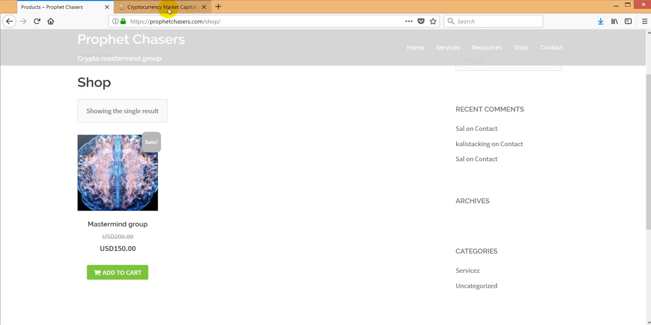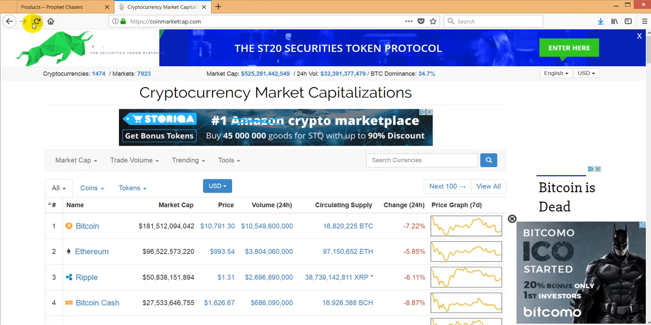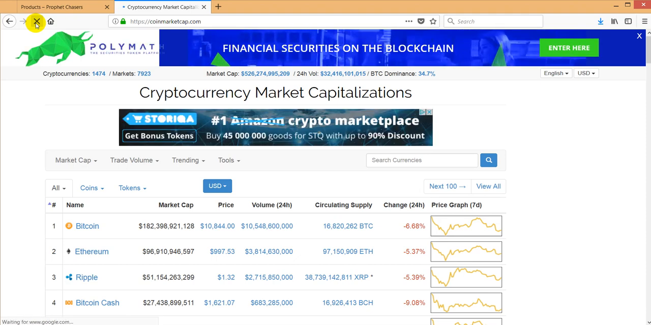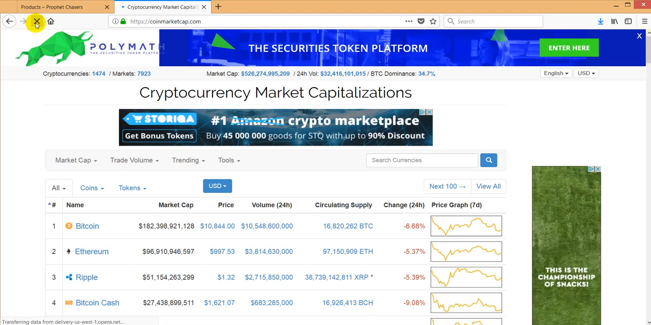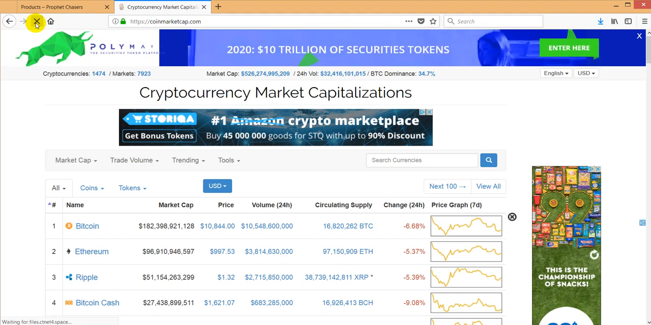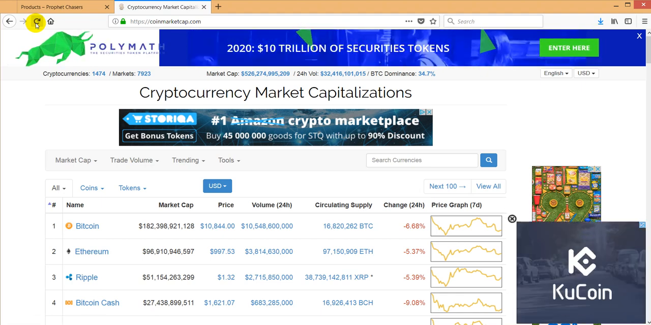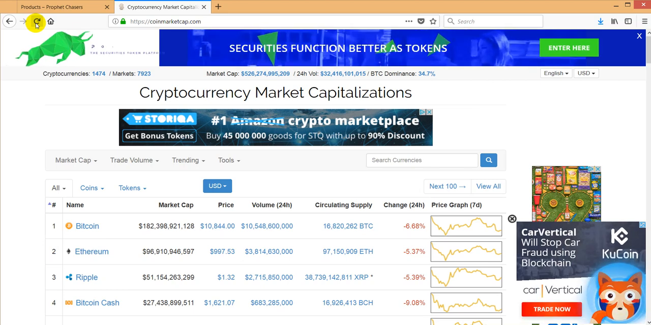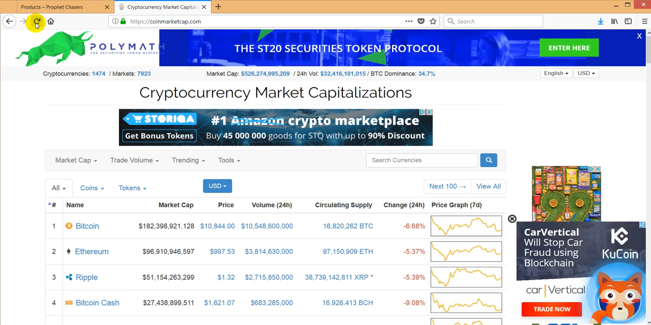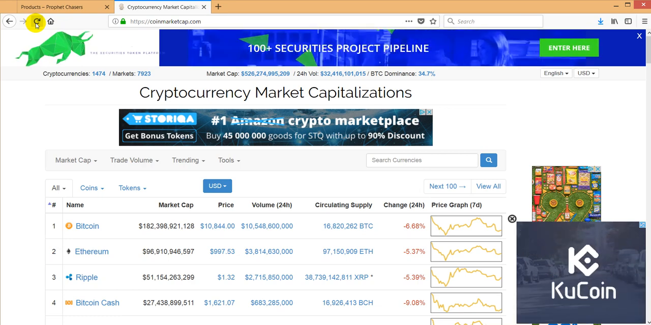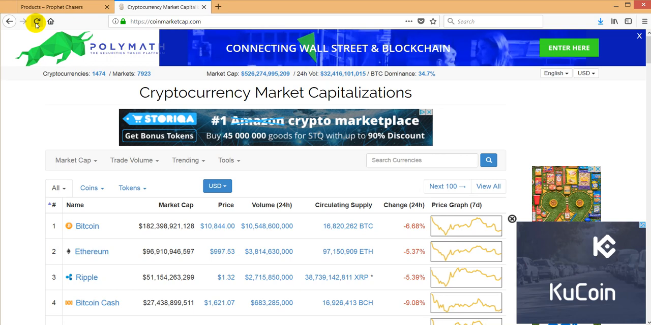Let's go ahead and jump into the market cap as always. Let's see where we're at. Currently, right now, we're at 526, which is not bad. Anything above 500 million, sorry, half a billion, I think is good. Bitcoin dominance is slowly rising, guys, so just keep an eye on that and be aware of that.